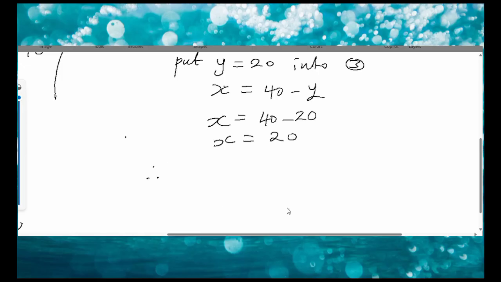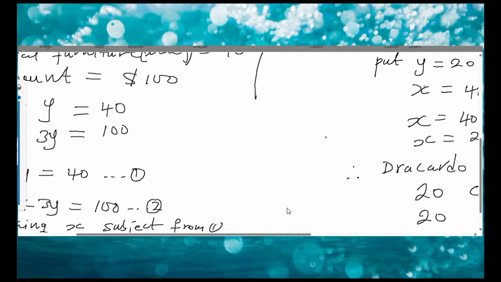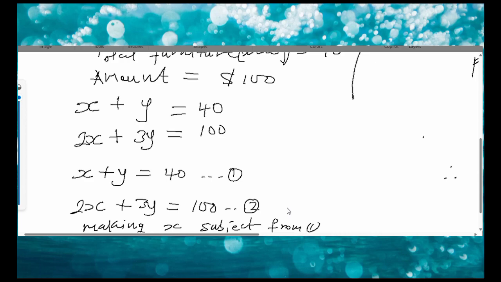Right? So therefore Ricardo retailed 20 chairs and 20 tables. So we are done solving the simultaneous equations.